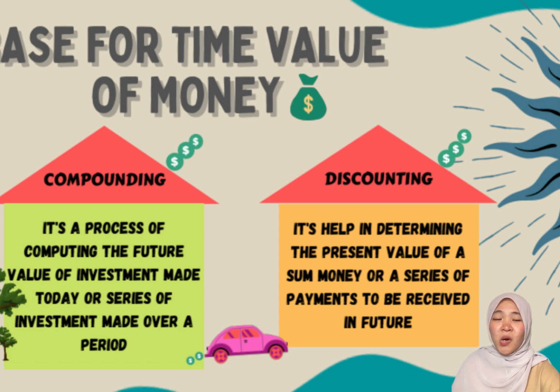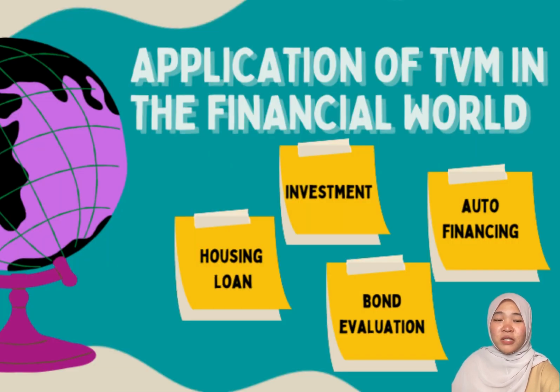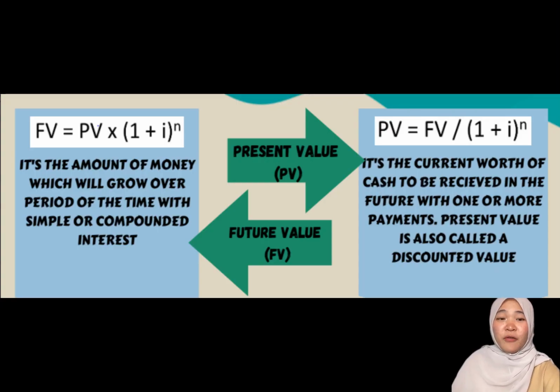We can see the application of time value of money in the financial world, such as housing loans, investment appraisal, and also auto financing. Now I want to explain about the future value, which is the amount which will grow over a period of time with simple or compounded interest. The present value is the current worth of cash to be received in the future, from one or more payments. Present value is also called discounted value.